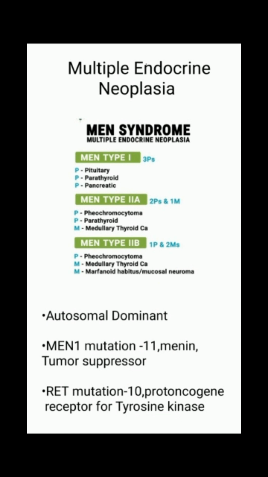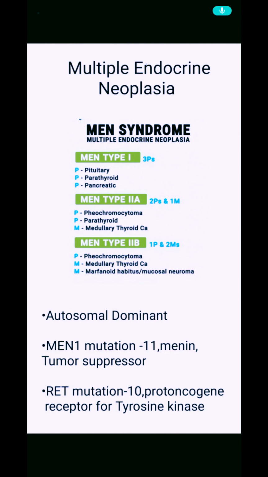Mucosal neuromas are basically derived from the nerve tissue, and they're more commonly seen on the oral and the intestinal ganglioneuromatosis, for example on tongue, on lips, on roof of the mouth. And the diagnosis of these syndromes is basically done by genetic testing for the mutation. So the management for MEN syndrome is basically surgery of these tumors and thyroidectomy to prevent the medullary carcinoma.